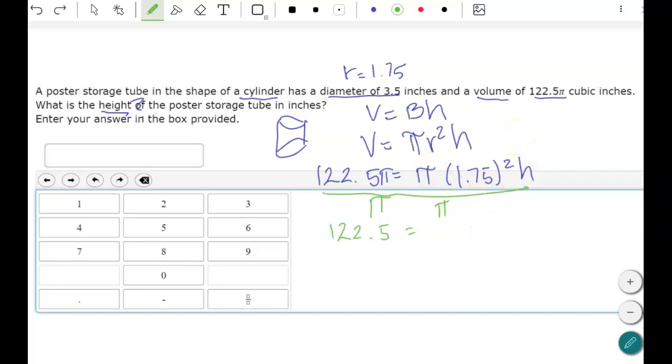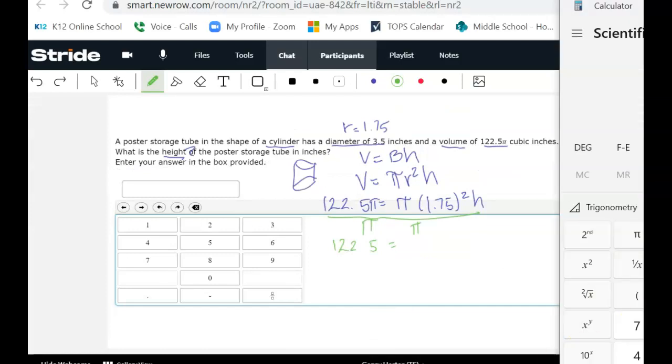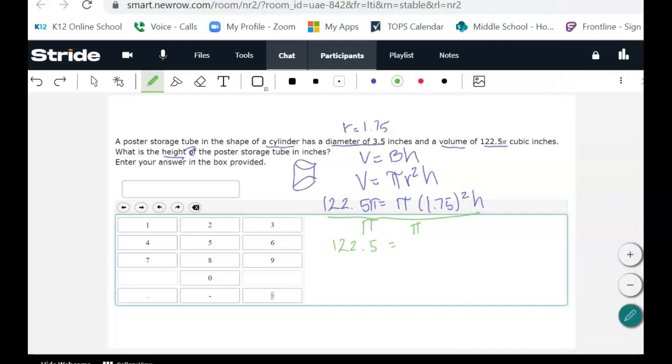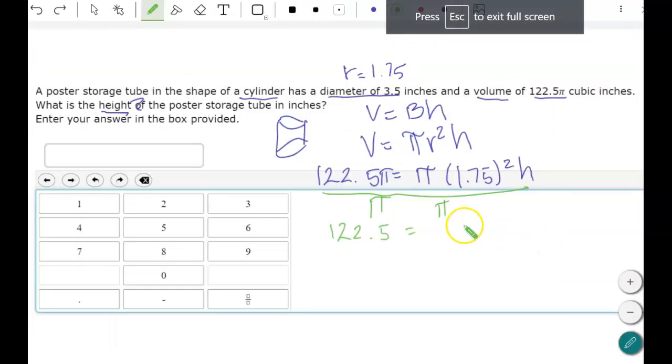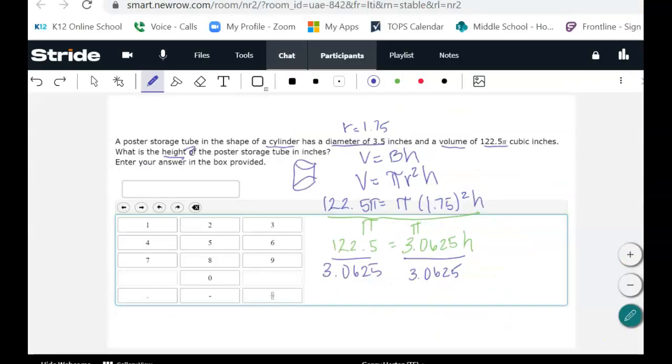I'm going to go ahead and use that calculator. We're going to do 1.75 squared. And that's 3.0625. Do not round. You have to get the exact answer here. So 3.0625h. Now you have to solve for h, so you're going to divide both sides by the 3.0625. Use a calculator. I'm using one.